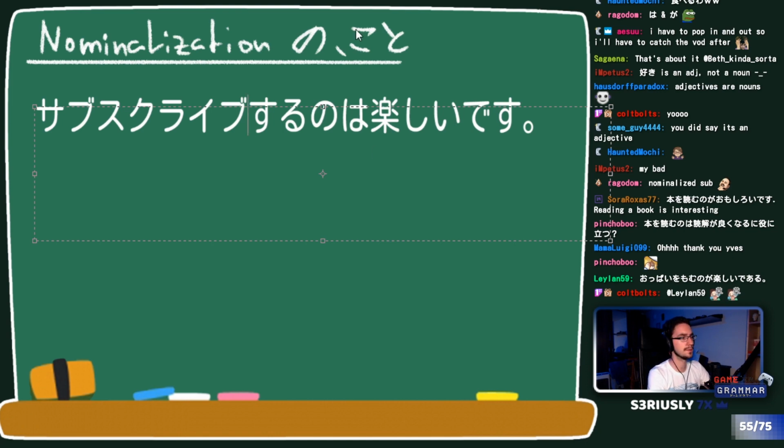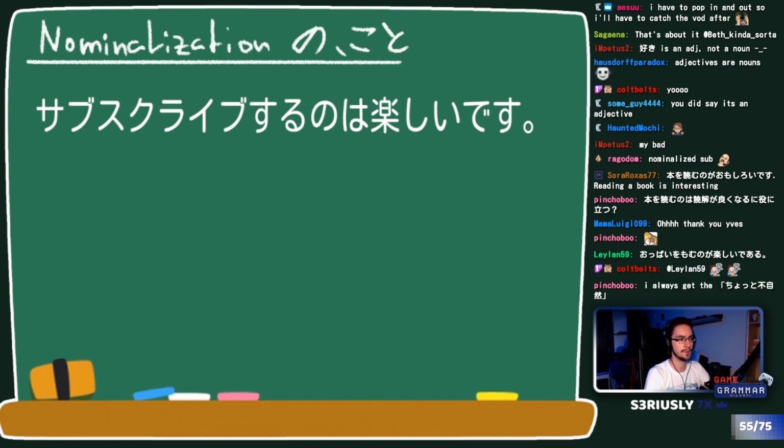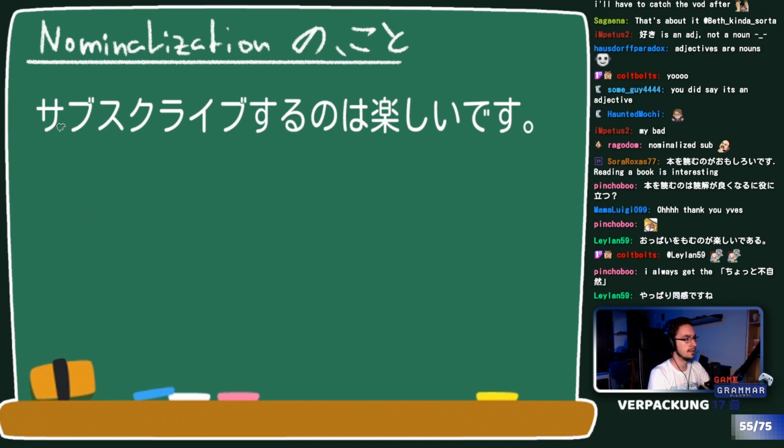So let's look at this sentence here that Seriously wrote. We have サブスクライブする. So this should be kind of clear, right? It's to subscribe, which is actually used sometimes. サブスクライブする.